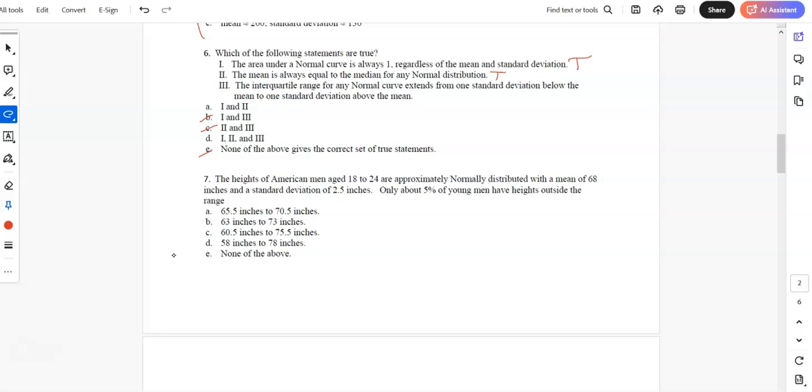The IQR for any normal curve extends from 1 standard deviation below the mean to 1 standard deviation above the mean. So I think you're getting confused here. That would contain 68% of the data within 1 standard deviation, but that is not where the IQR, where Q3 and Q1 are. So I don't think 3 is true, so it's got to be A.